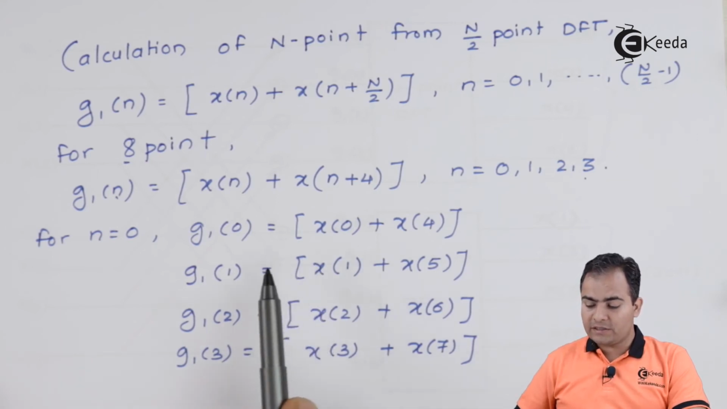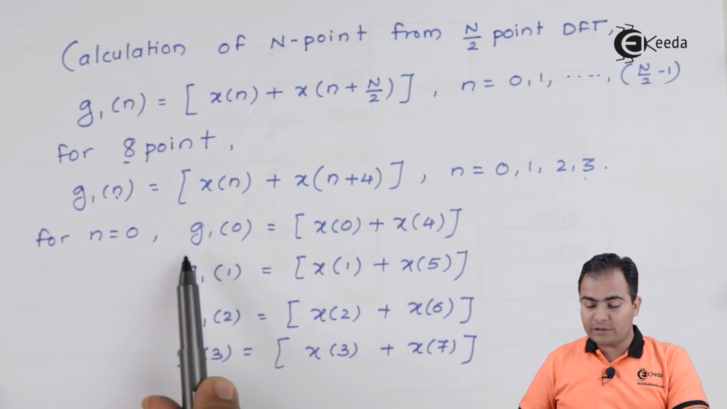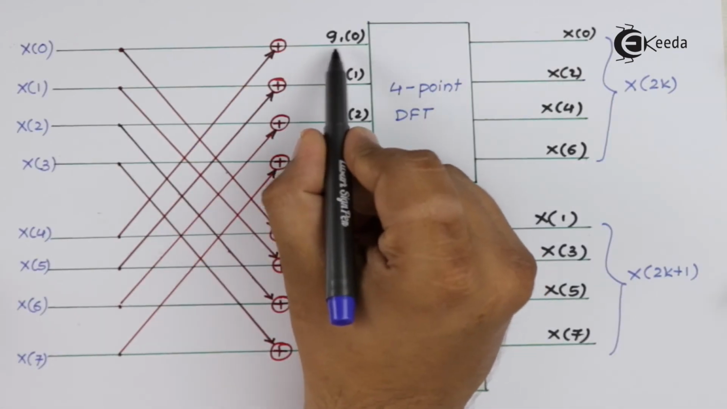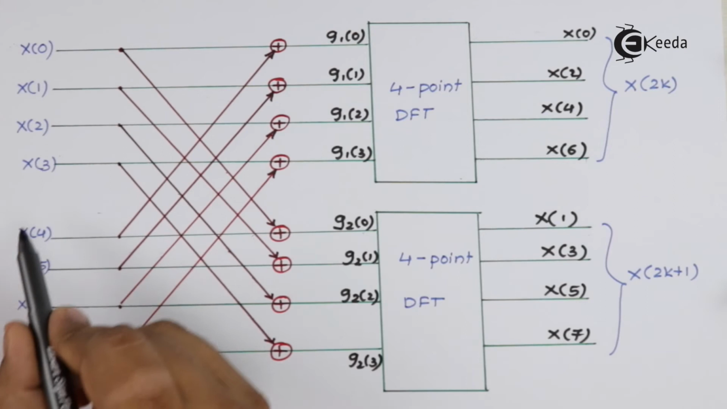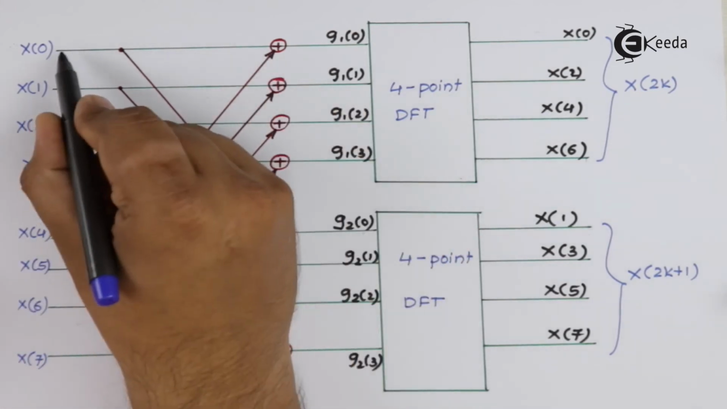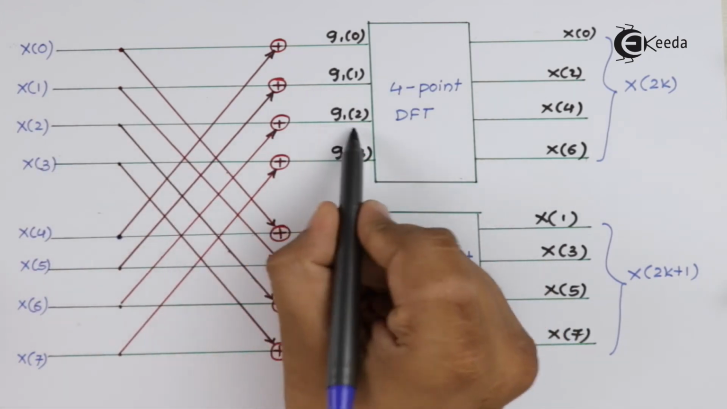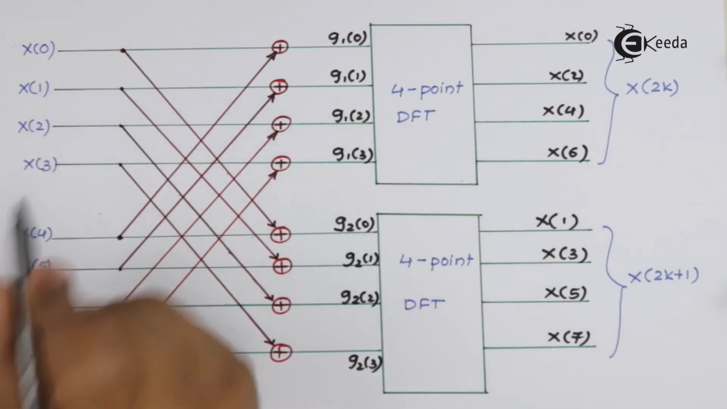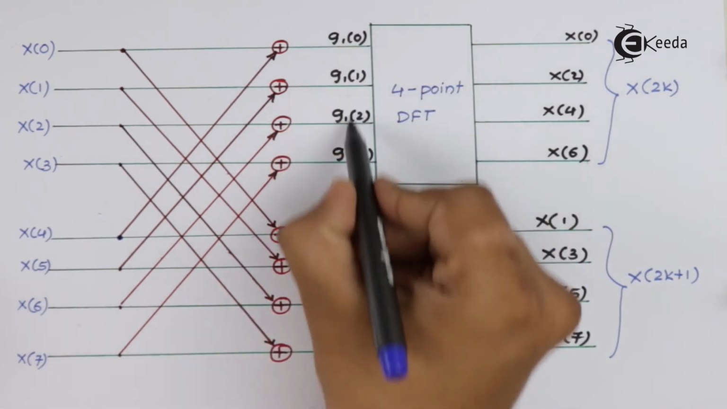So I'm going to draw the diagram for g1 of 0 to g1 of 3. All these 4 values I'm going to calculate using a graphical method called the butterfly diagram. So let's see how to draw the graph. As I said, my g1 of 0 is the addition of x of 0 and x of 4. That's why I have directly taken the x of 4 sample value and added it with x of 0. Similarly for g1 of 1, g1 of 2, g1 of 3, I have done the same: just taken the x of 5, x of 6, x of 7 values and added them with 1, 2 and 3 respectively. So automatically you will get this answer.